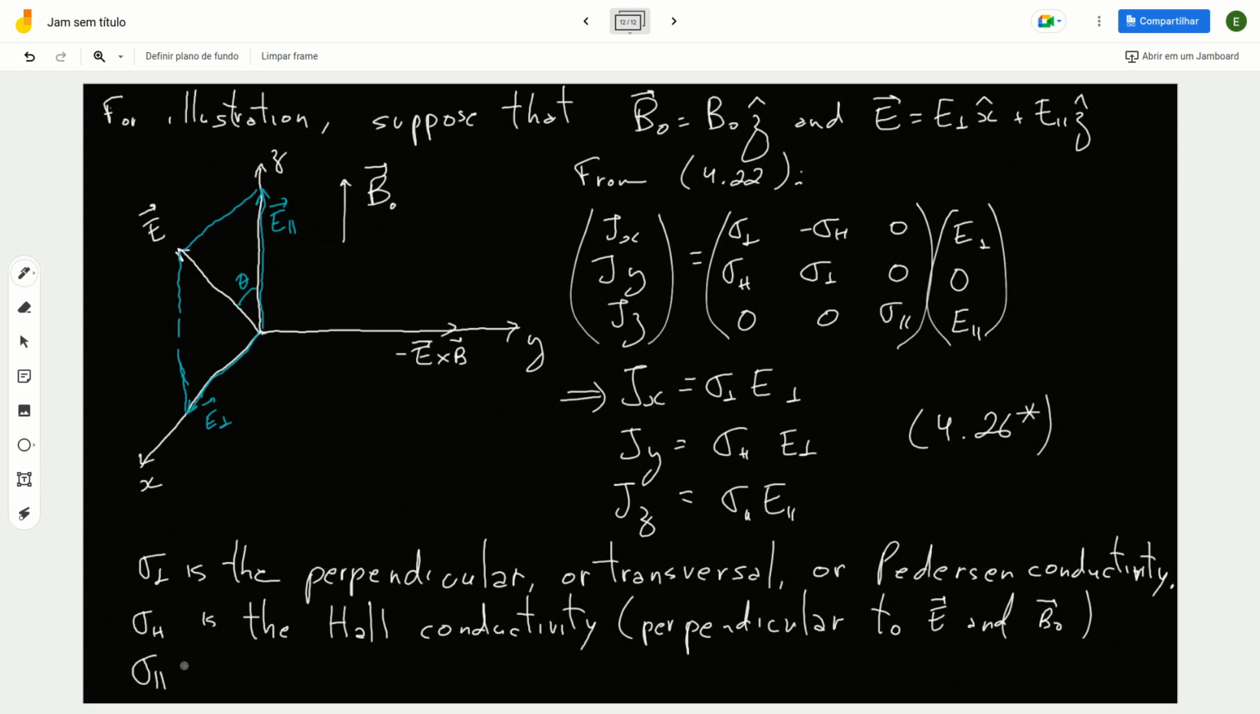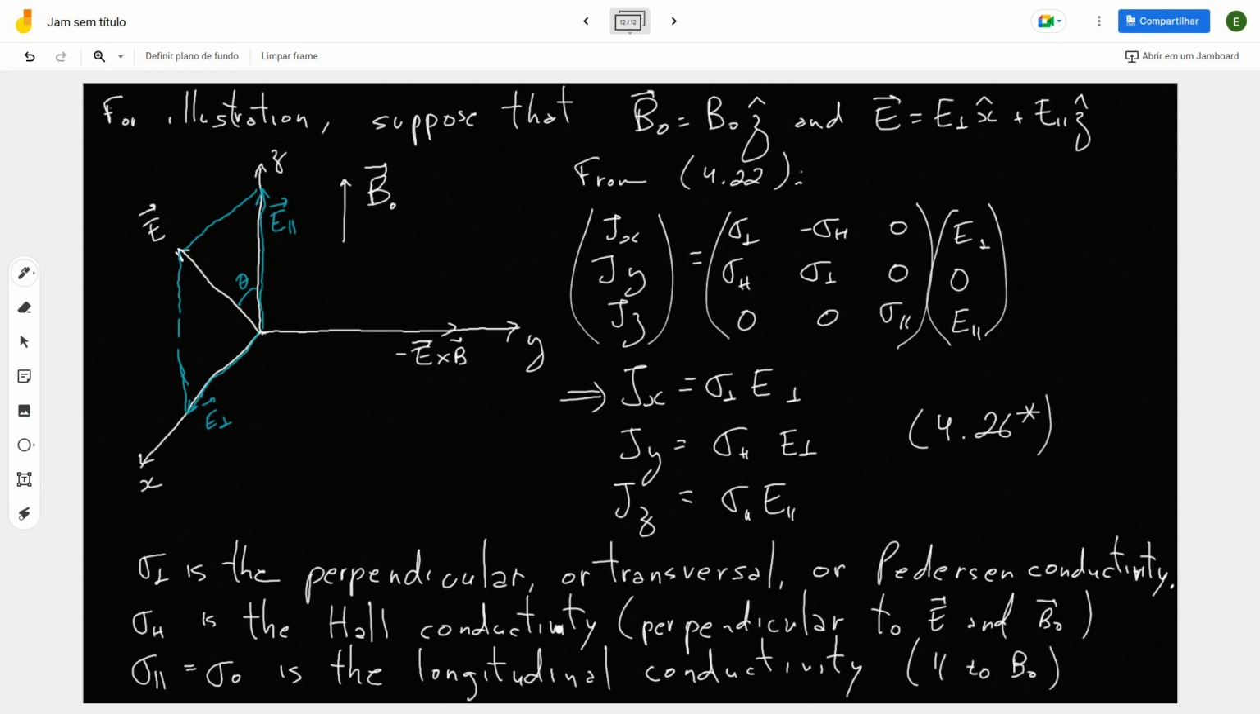Sigma parallel, equal to sigma, is the longitudinal conductivity. It's parallel to B. So this is Pedersen. You have Hall and longitudinal. Pedersen is perpendicular to B. This is perpendicular to B and E, and this is parallel to B. Okay? So these are the three important types of conductivities that we find in this conductivity tensor.